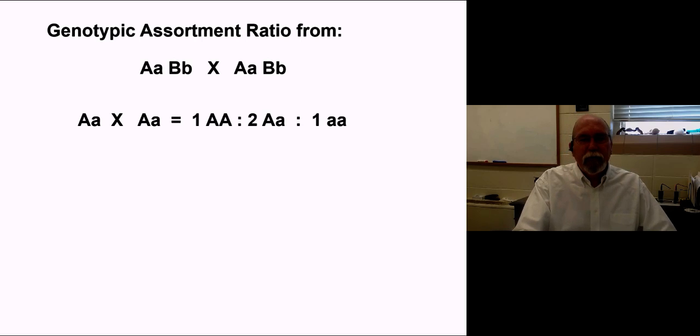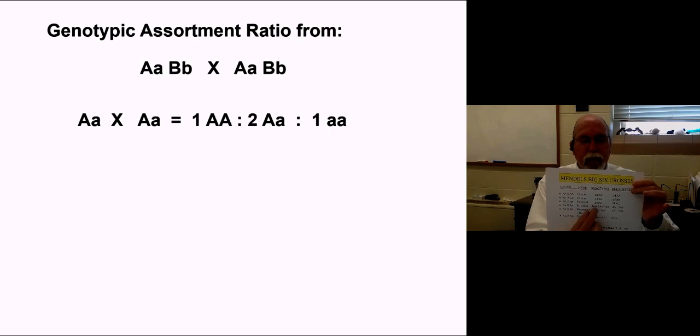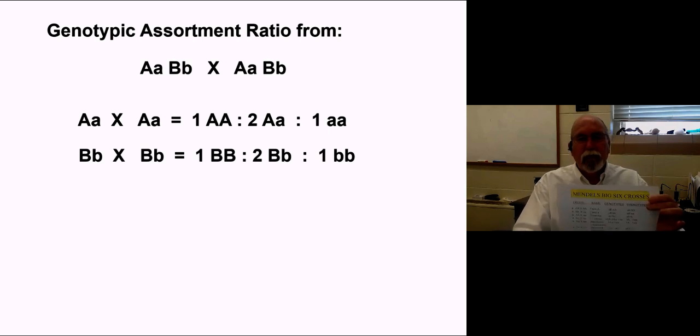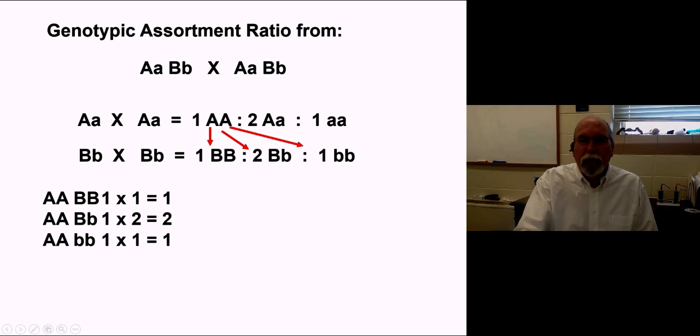Why? Because you can let Mendel do all the work. For the A locus, we're crossing a heterozygote times a heterozygote. Genotypically, we're getting a 1 to 2 to 1. For the B locus, we're doing the same thing. We're just changing the letters. We're going to put all those together. You could do a Punnett square if you want, but we could certainly put big A with everybody that's down here and just simply write them down, okay? Carry their numbers with them. So 1 for big A, 1 for big B, 1 times 1 is 1, 1 for big A, and 2 for big B, little b, carry that down, multiply it out.